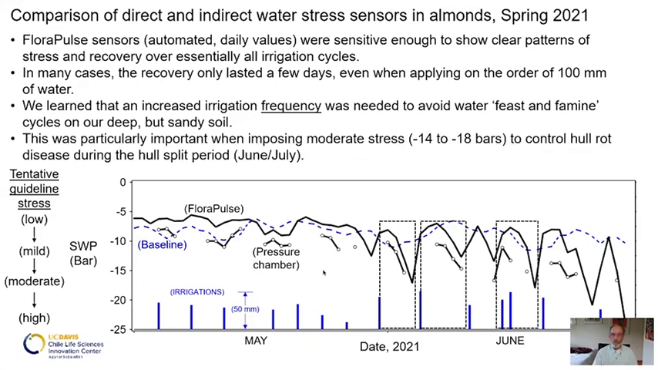Now, this was particularly important for another purpose, and that is when we use regulated deficit irrigation to achieve about a 14 to 18 bar level of stress in almonds in order to protect them from the hull rot disease when it's during hull split. I'll talk about that in another talk, but that happens in June and July.